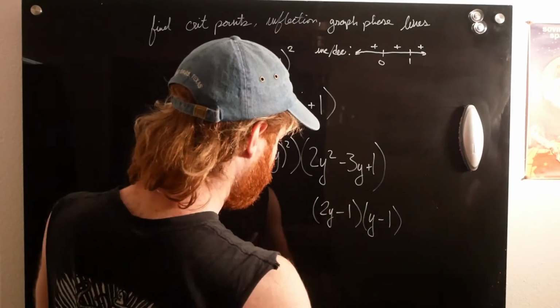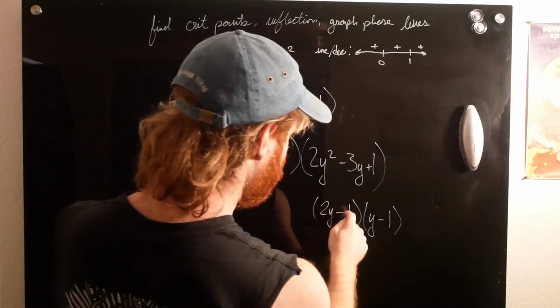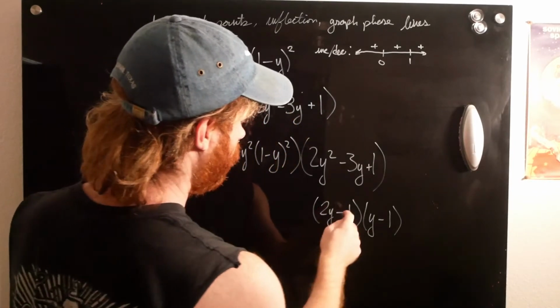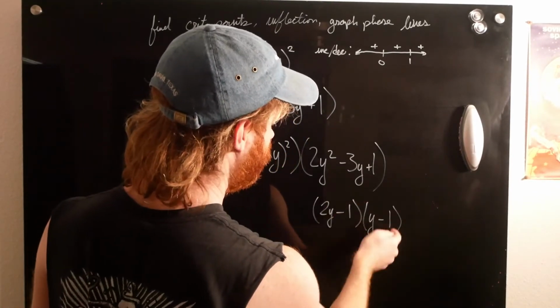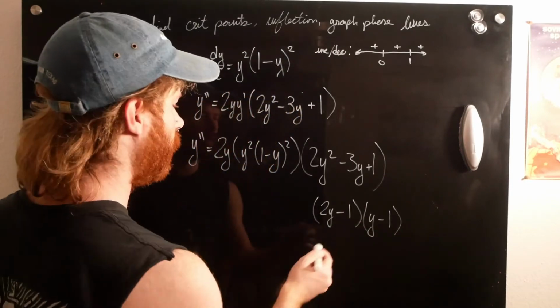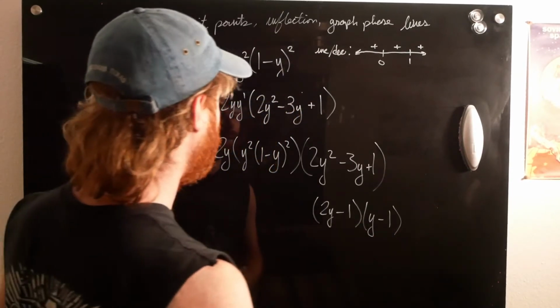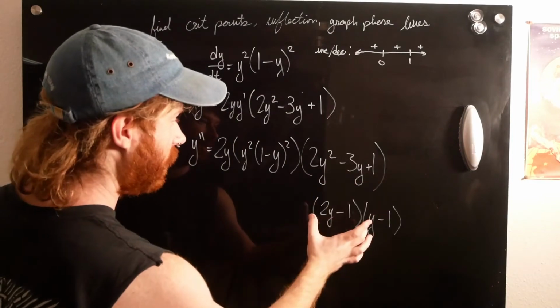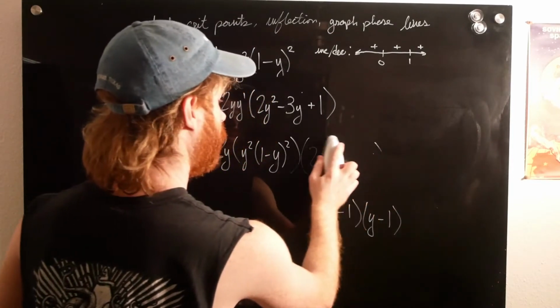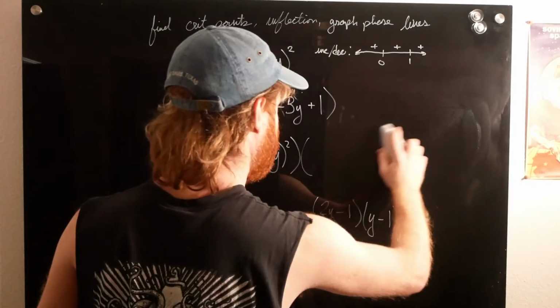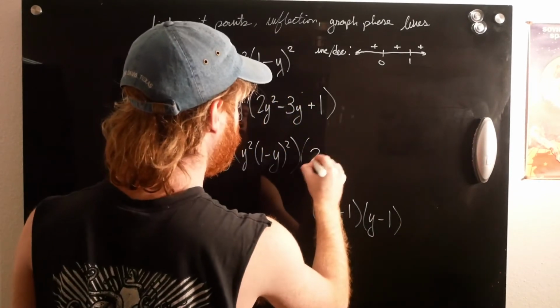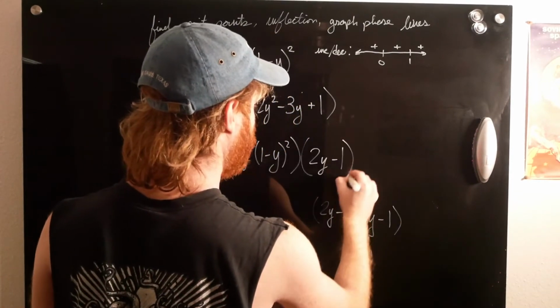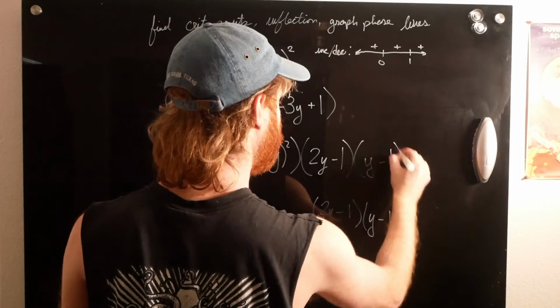Actually, yeah, is that right? y squared, yeah. 2y squared minus 3y plus 1, right? Okay, so this is what this turns into. So I'm going to go ahead and rewrite this as this right here. So 2y minus 1, y minus 1.